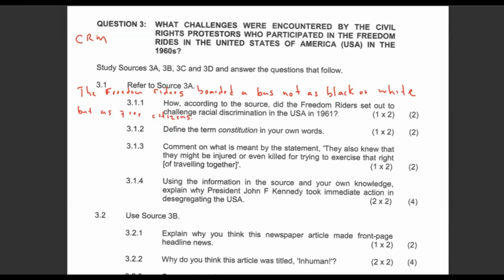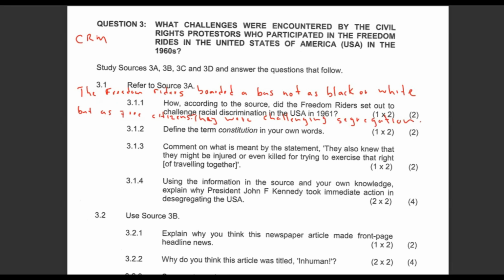So you can actually say that by doing so, they were challenging segregation laws. They were challenging racial segregation. By so doing, they did it as a collective, both black and white. They rode a bus as free citizens, not within their racial differences or boundaries. Now let's go to the next one, 3.1.2.